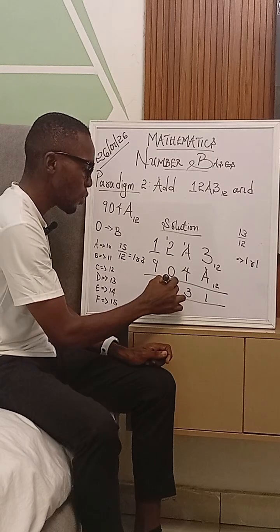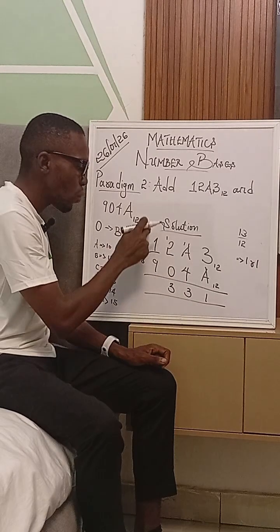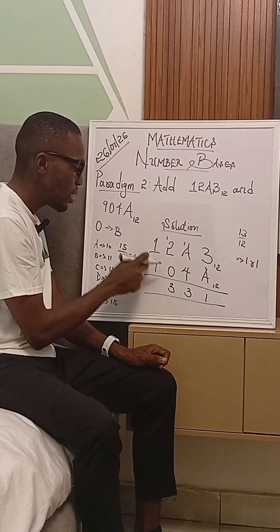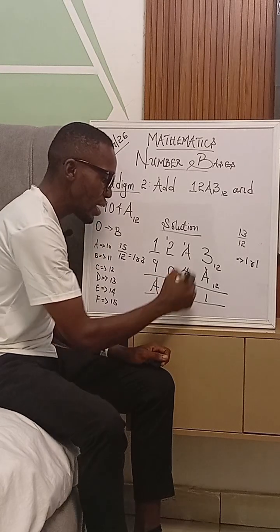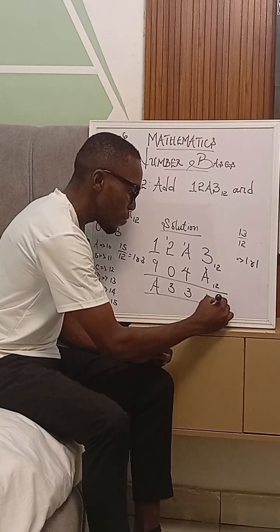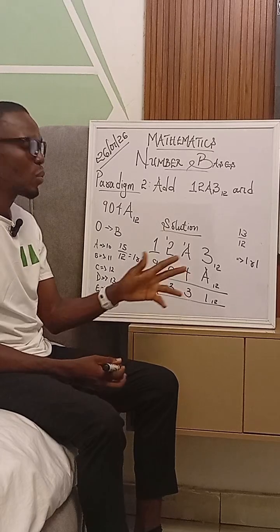1 plus 2 is going to give us what? 3. Then 1 plus 9, that is 10, is within that range. But what is 10? 10 is A. So my answer is A331 base 12. And that's the answer, A331 base 12.